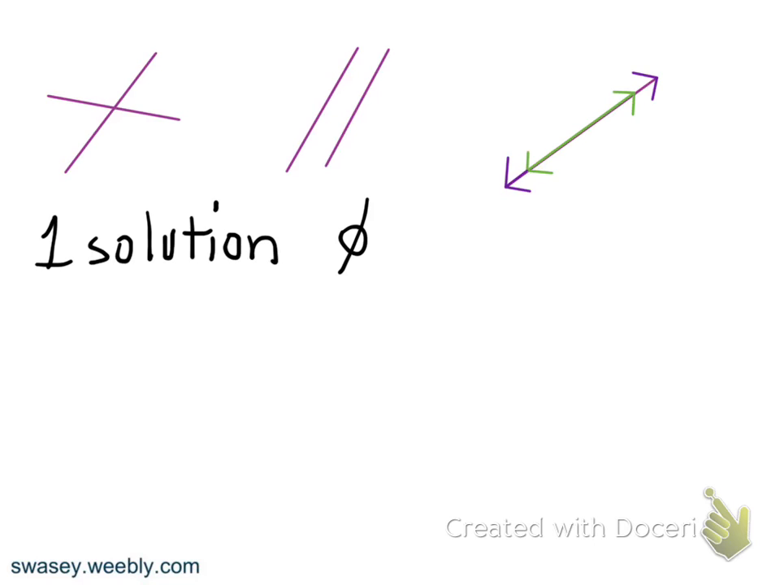And then the third possibility is that they could be coinciding lines, in which case all of the points on one are on the other. So we say infinitely many solutions. We can't count the number of solutions. So those are our three possibilities, and that's what we need to keep in mind as we solve by substitution.